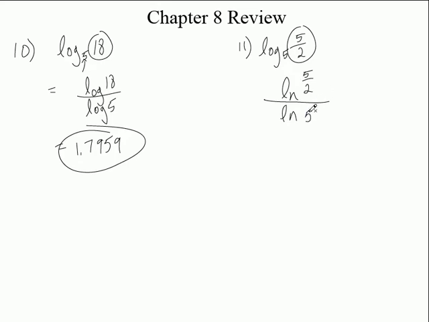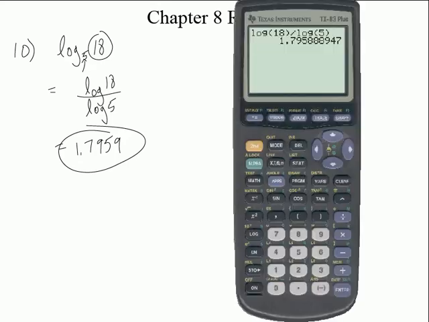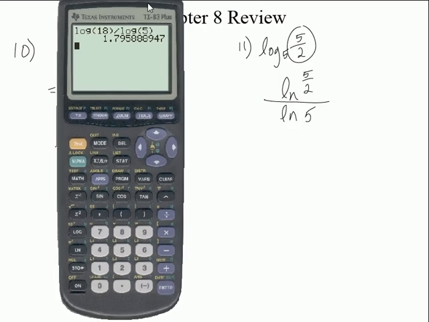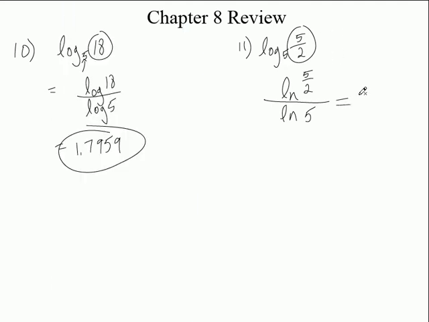Now if you're going to use the ln, you've got to use the ln for both of them. So let's see what that looks like. Natural log of 5 halves, 5 divided by 2, and then divide that by natural log 5, and close parentheses, and there we go. So your answer is 0.5693 if you round it to 4 decimal places.